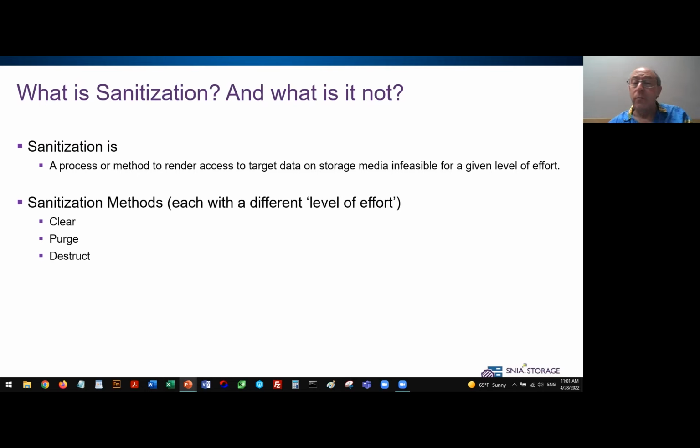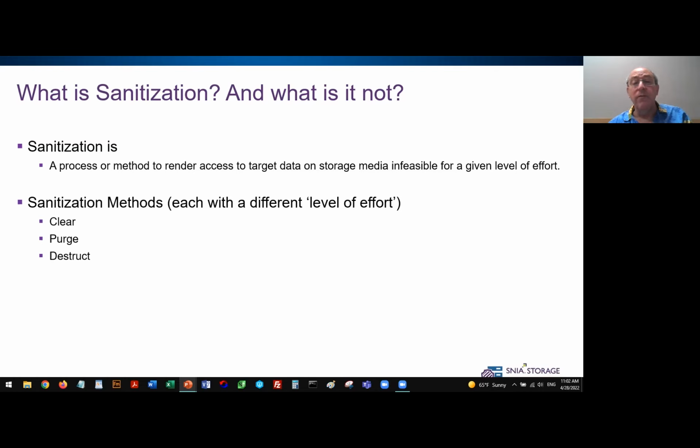So that's different than destroying the data itself, because the data is on media, and unless you destroy the media in certain ways, there will be a way to access the data. So you want to be able to make it so that people cannot get the data that you want them not to see. And infeasible for a given level of effort means how hard will they try to get it?